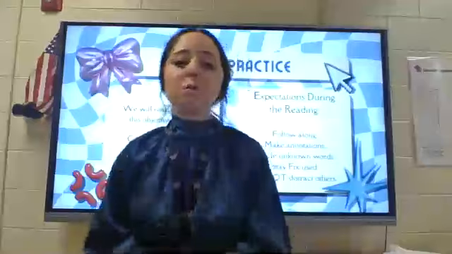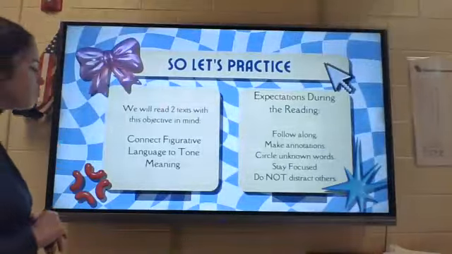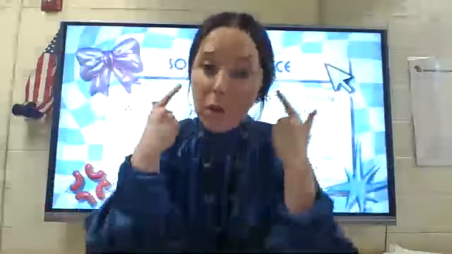So you can write things like, I wonder why she did that. If I were her, I would have done this. This reminds me of a time when I was 10 years old and I blah, blah, blah. It's a note-taking strategy also. That's what annotations do. Also, circling words you don't know. Stay focused. Do not distract others, okay? I need you to stay focused on me this entire time, unless we're reading. Then you're focused on me and the paper in front of you, okay?